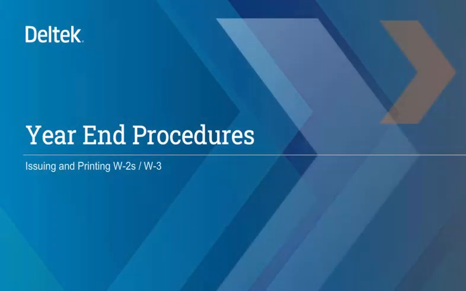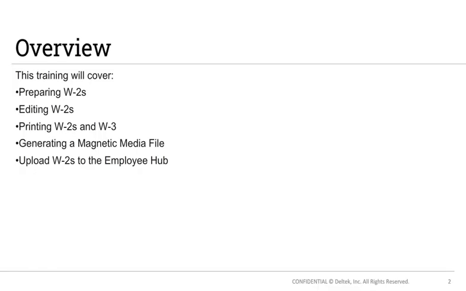Welcome to Deltek ComputerEase Year-End Procedures on Issuing and Printing W-2 and W-3. This training will cover the following items: preparing W-2s, editing W-2s, printing W-2s and W-3, generating a magnetic media file, and uploading W-2s to the Employee Hub.